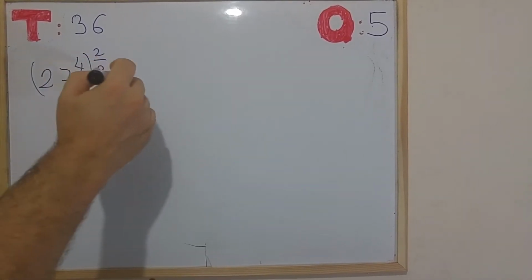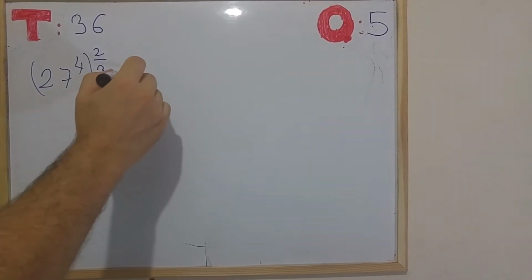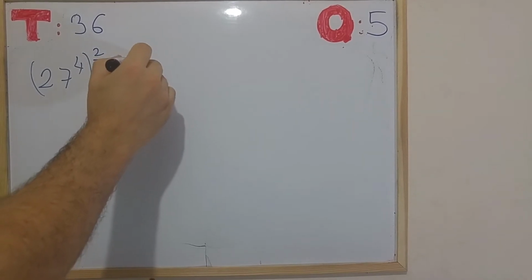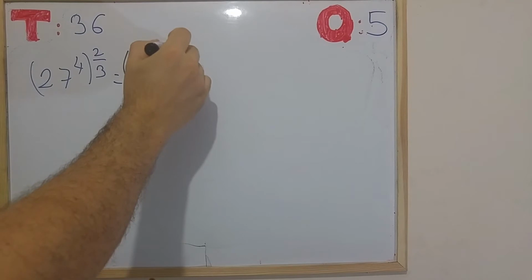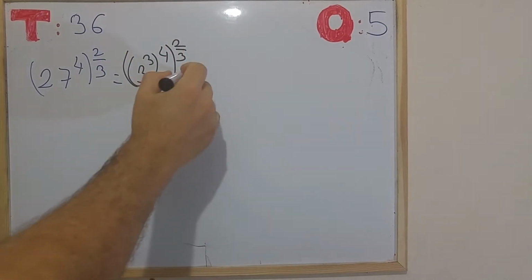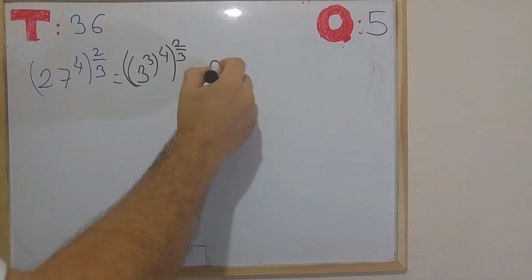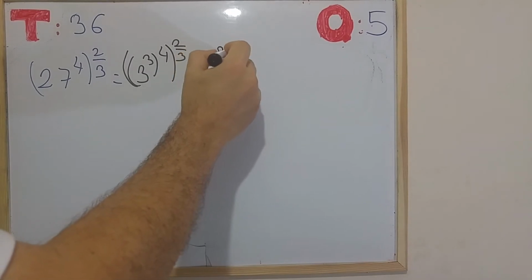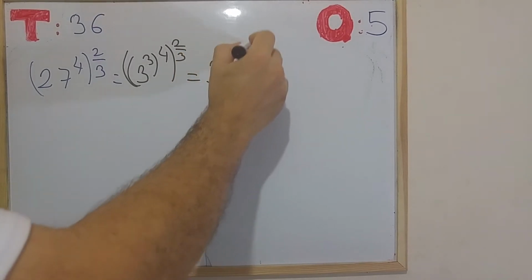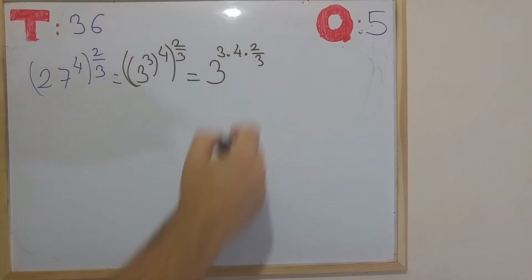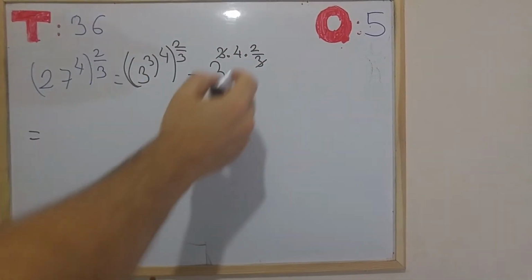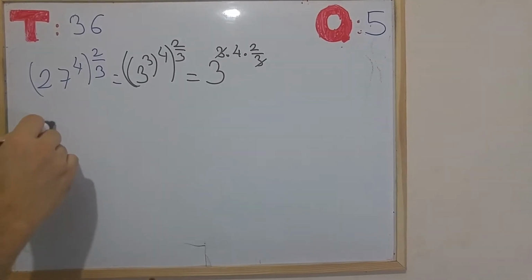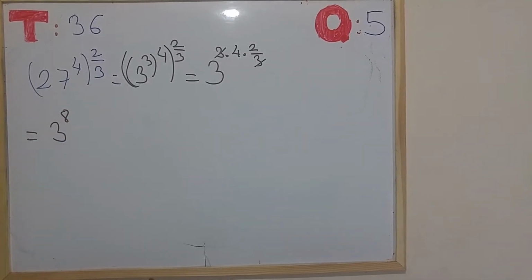Please remember that 27 is equal to 3 cubed, so let me write it that way. 3 cubed to the power of 4 to the power of 2 over 3, which is going to be equal to 3 to the power of 3 times 4 times 2 over 3. So this is going to be equal to, 3's cancel each other out, and 4 times 2 is equal to 8, so that's 3 to the 8.